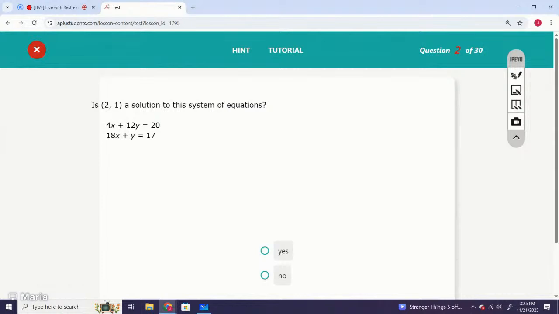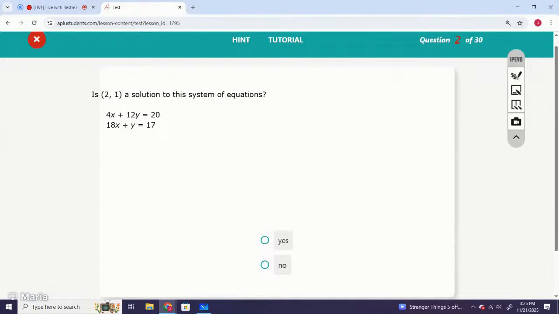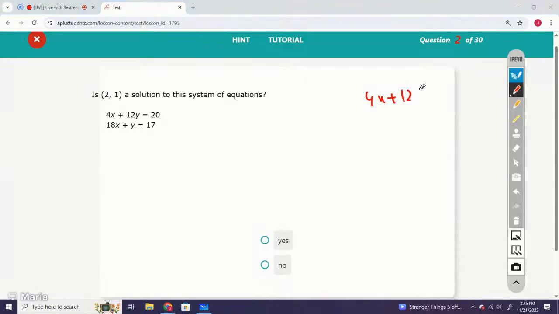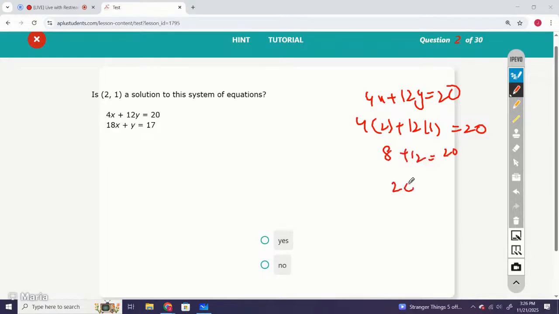Is (2, 1) a solution to the system of equations? x is 2, y is 1. Start with the first one: 4x plus 12y equals 20. x is 2, y is 1. 4 times 2 plus 12 times 1. So 8 plus 12 equals 20. So 20 is equal to 20. The correct option is yes, it is.